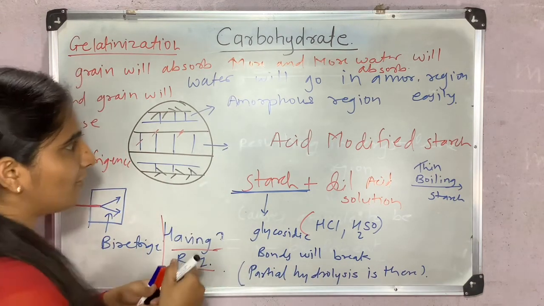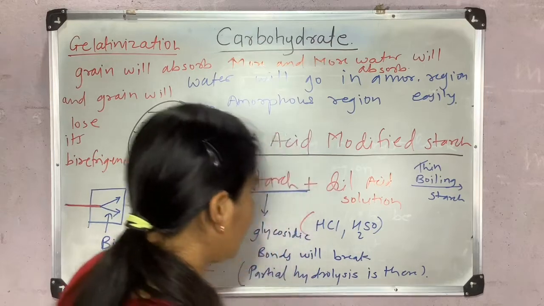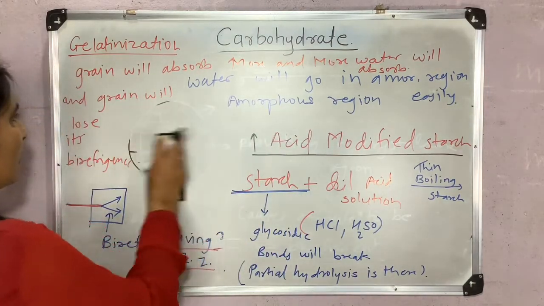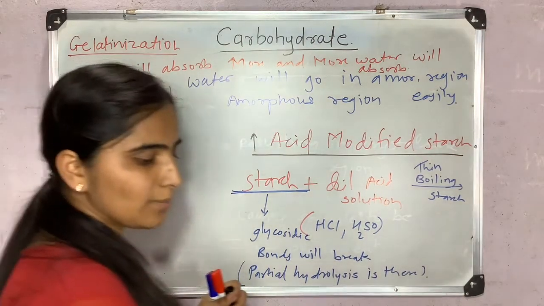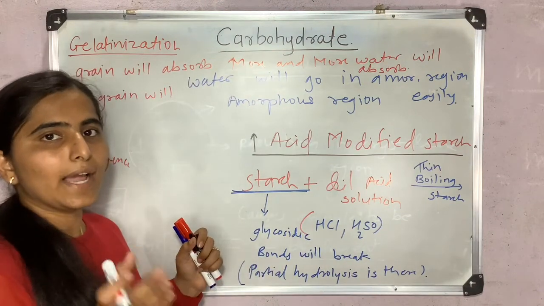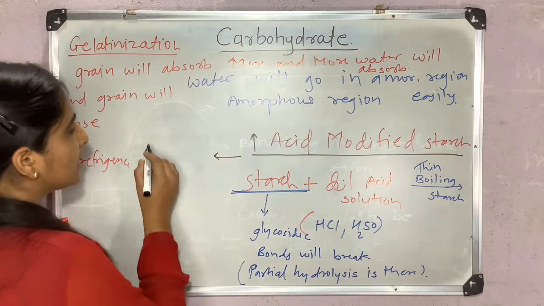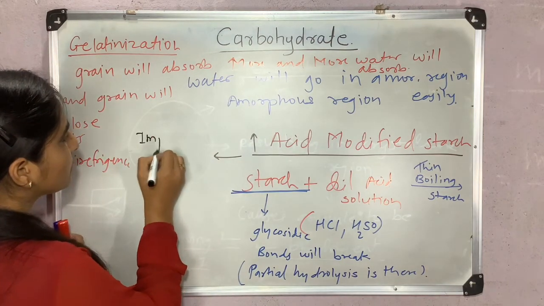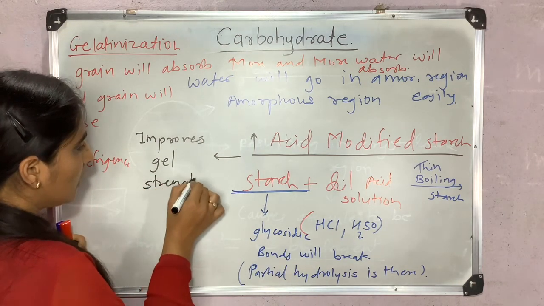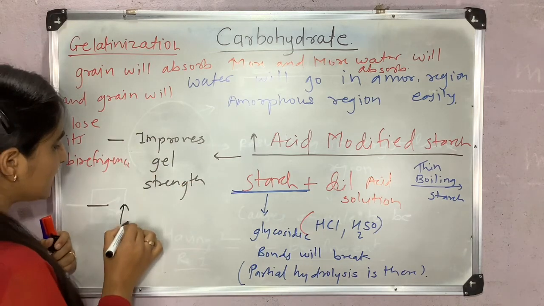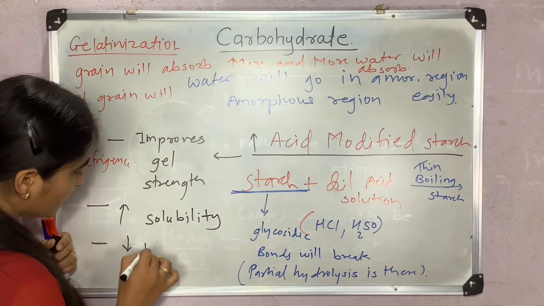There are three types of modification: physical modification, enzymatic modification and chemical modification. This is chemical modification. Acid modification improves gel strength. Also, acid modification increases solubility, but it reduces viscosity.